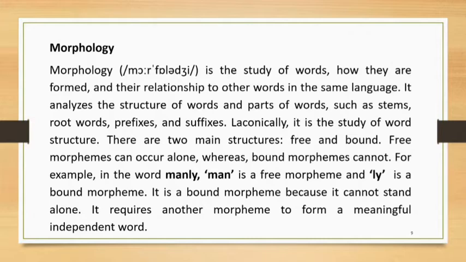It requires another morpheme to form a meaningful independent word. Bound morphemes require other morphemes, other free morphemes, that means, to form meaningful independent words. So what do we notice here? That free morphemes can have their independent existence, they can occur alone, whereas bound morphemes cannot, because they do not have an independent existence. They are meaningless without a free morpheme. They have to be clubbed with a free morpheme to have a meaning. Is it fine? Okay.